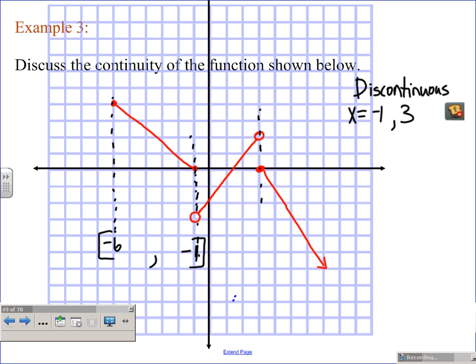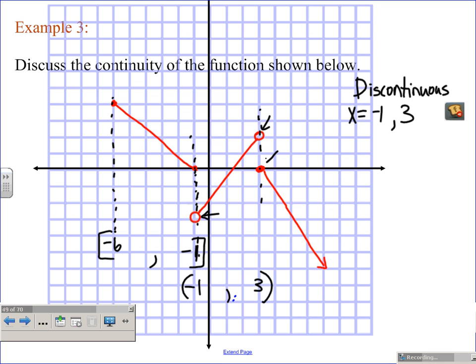Then the second interval we're talking about is going to be starting here and ending here. So that's going to go from -1 all the way to +3. And those are open circles, so that means it does not include -1, does not include 3. So we have parentheses instead of a bracket.